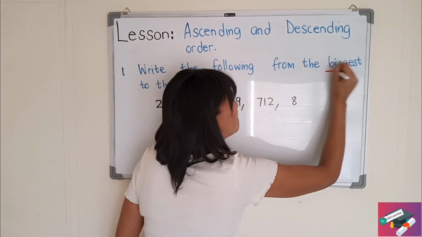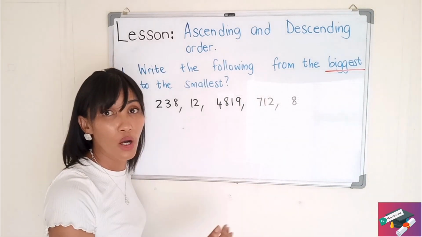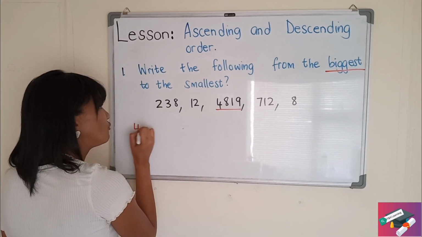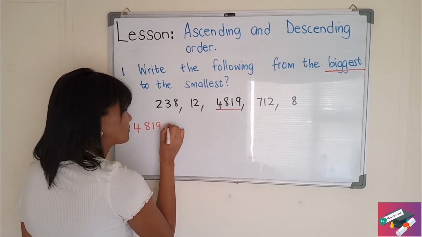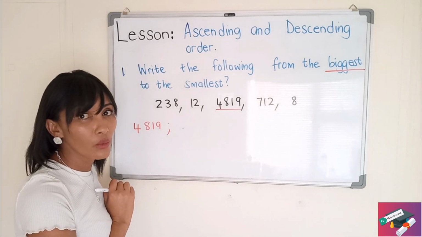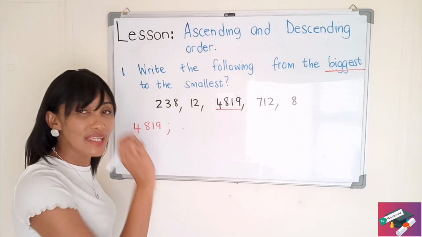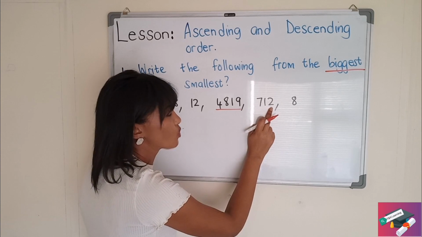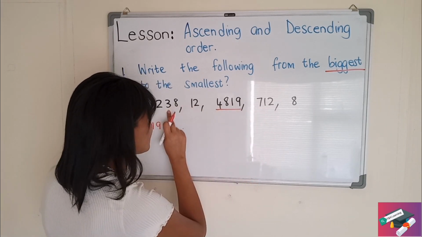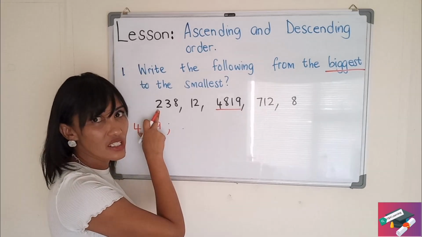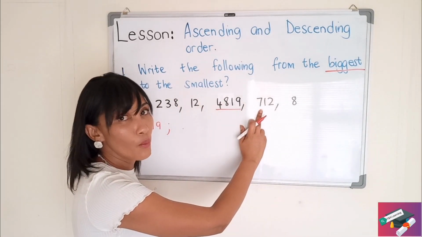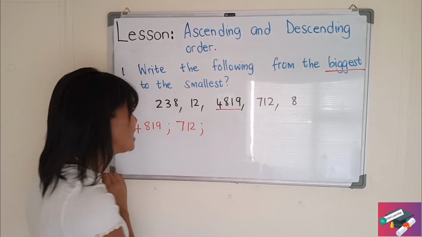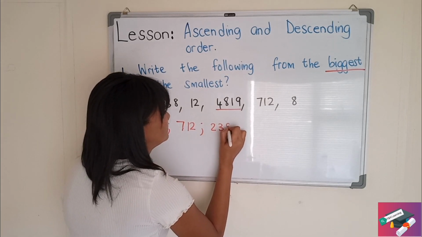Right. So it says biggest. So we'll start with the one who has the most digits. So, which is this one. So first we will write 4,819. What's our second one? The second one will be the number who has the second most digits, which will be 238 and 712. So how can we find out which one is biggest? Right. So the 100 here is a 2, this 100 is a 7. So meaning we're going to write this one second. 712. Then we will write 238.